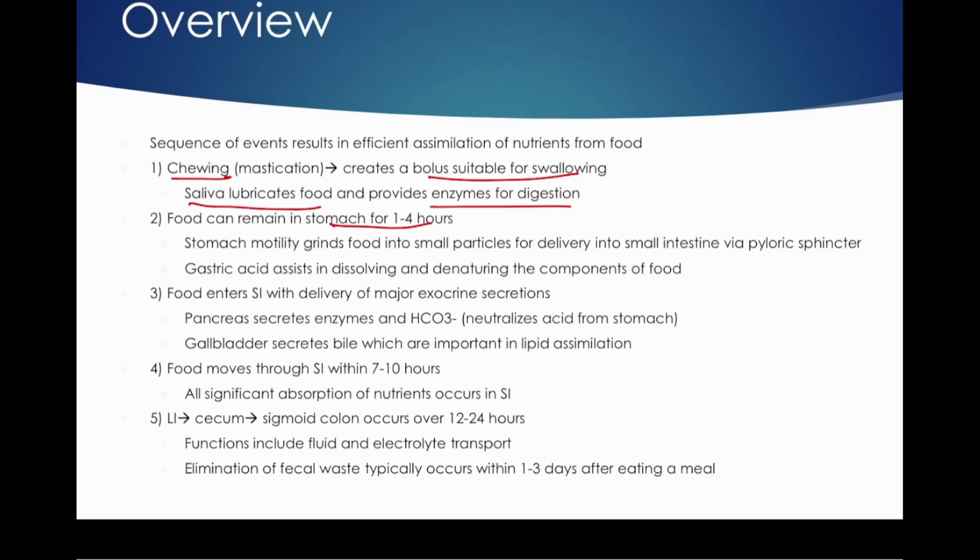Okay? Stomach motility just grinds foods into smaller particles. It also increases surface area. If you have one piece of steak, 1 cube, you only have that surface area. But if you chew it up into smaller pieces, now you have bigger surface area for enzymes to get in there and break it down.